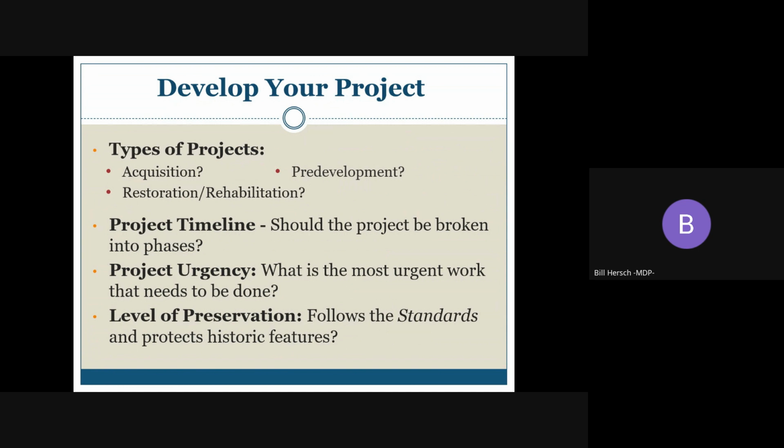What is the highest priority of work or the most urgent area of work to focus on? Please don't ask for funding for flooring or plaster repairs if the roof is leaking and needs to be addressed first. We need to make sure we leave your property in a better state than when the project started, and that means addressing the most critical items for your project stabilization and preservation. Think about what level of preservation your project entails and does it meet the standards.